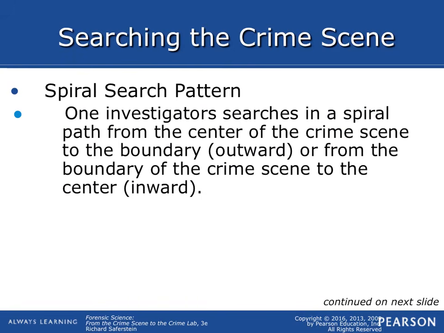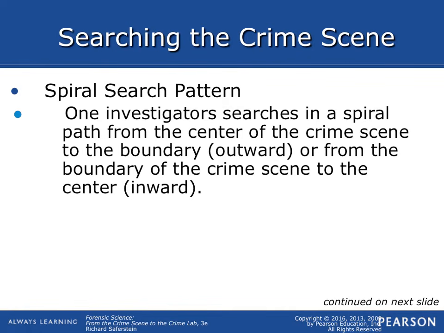The next crime scene search pattern we're going to discuss is called the spiral search pattern. This one is unique in the sense that you can either start from a point or an origin and work your way outward from that, or you can go from the boundary of a crime scene and go walking in a circle towards the center of the object.